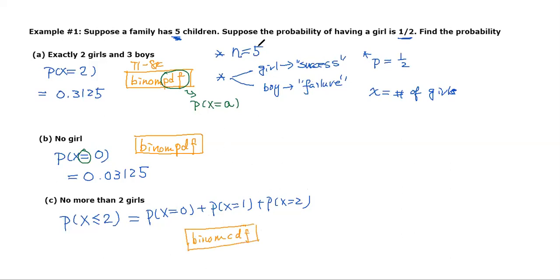Okay, so the binomial CDF, what does the CDF mean? That means cumulative. That means if your probability model is X is less than or equal to some number, you use the CDF. Okay, so now let's go back to our TI calculator. So this is less than or equal to 2.